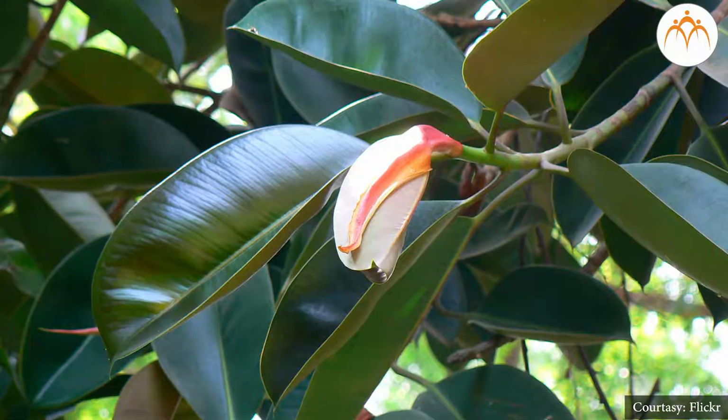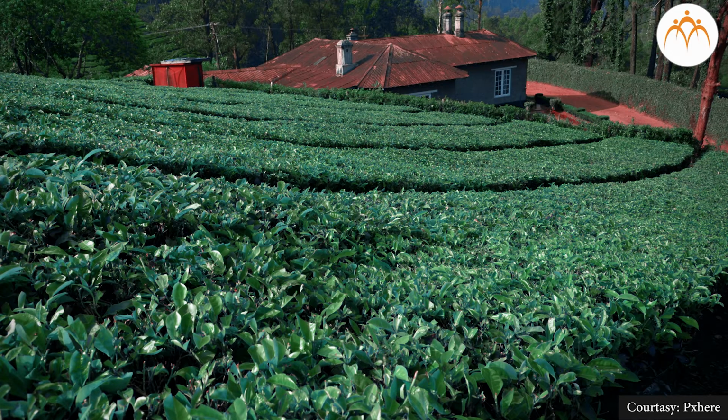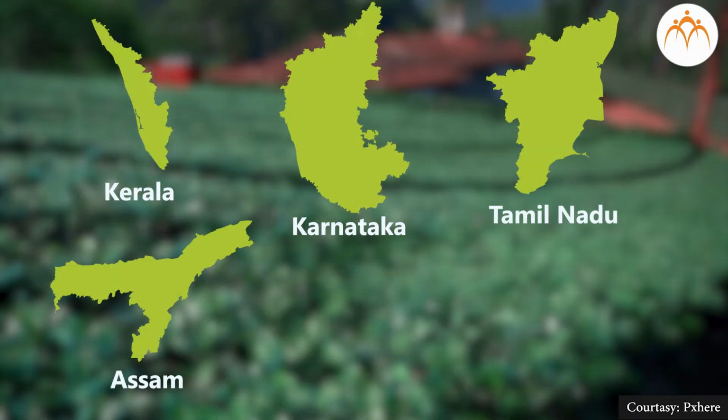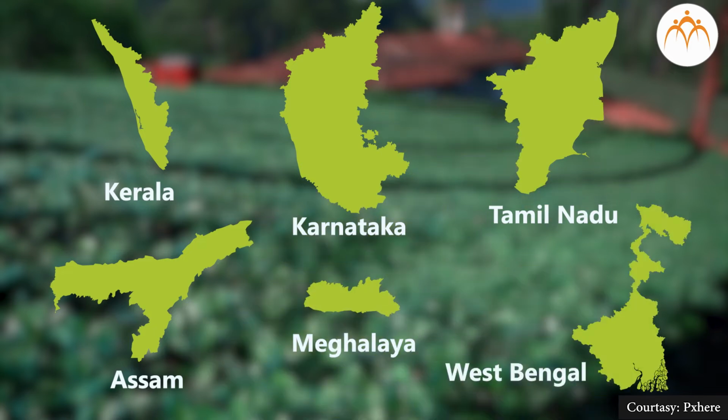Plantation crops such as tea, coffee, spices, rubber, etc. in India are mainly confined to the less populated remote hilly areas of South and Northeastern India, mainly Kerala, Karnataka, Tamil Nadu, Assam, Meghalaya, West Bengal.